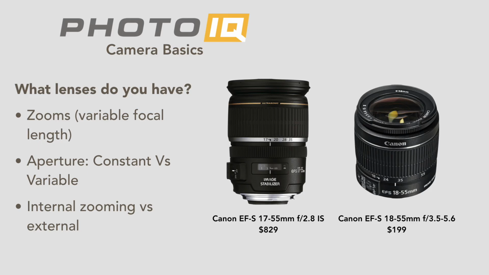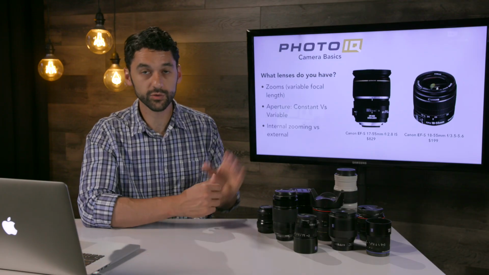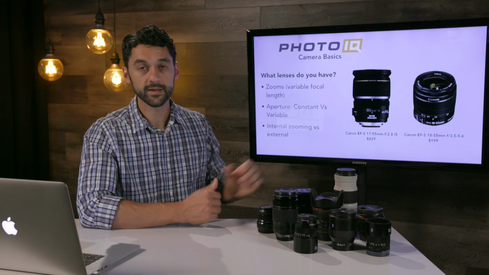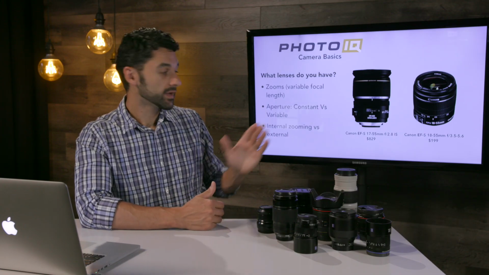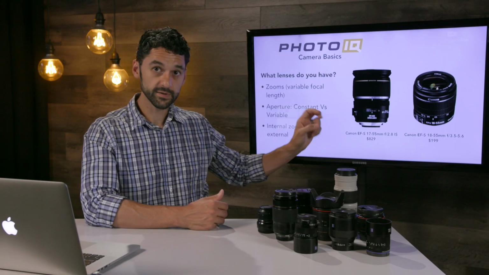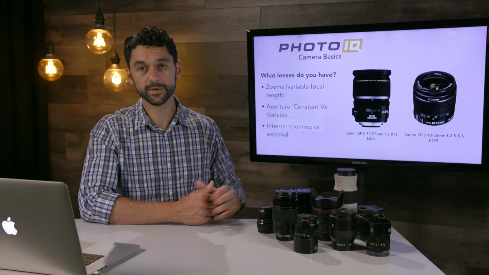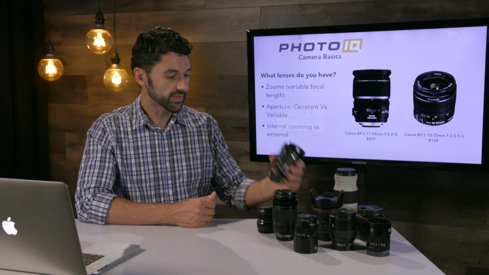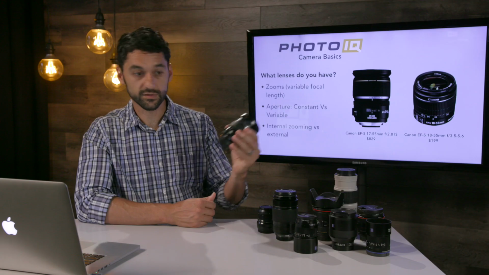It also provides image stabilization. And you can see it reflected in the price. It's $829 versus $199. Now, that's actually very expensive for a cropped sensor lens from Canon. However, you are getting a very good image, you're getting image stabilization, and you're getting a constant aperture on your zoom. Now, this is an f2.8 constant zoom.